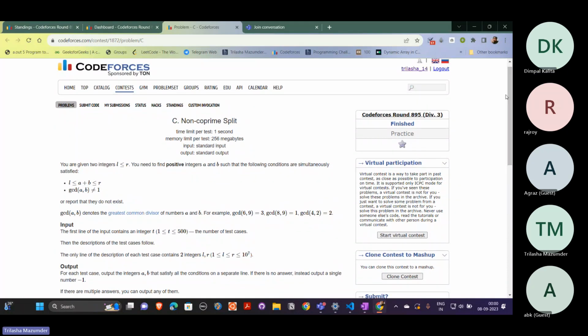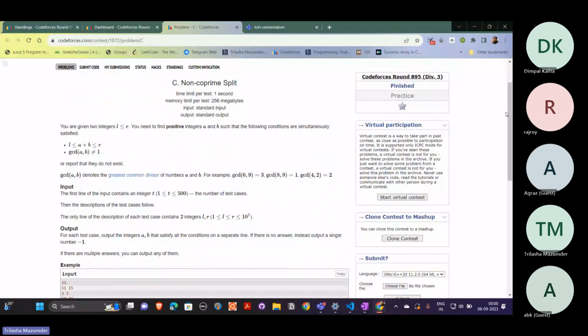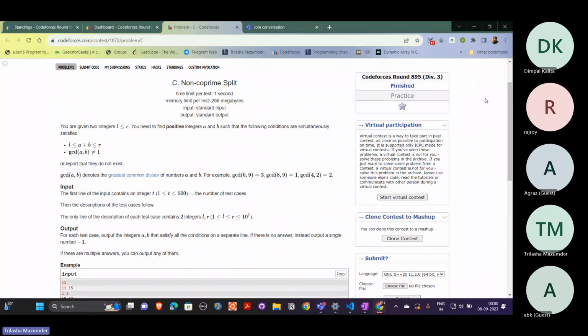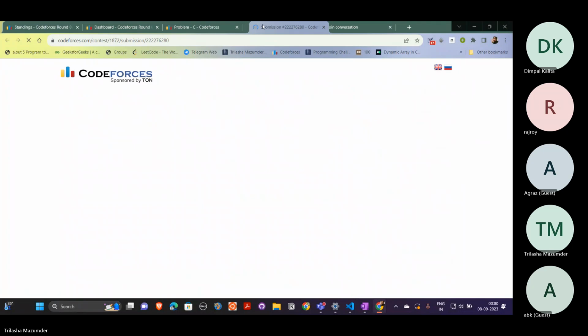So in problem C, it was a complete math question. So I found it easier to break the question into some edge cases.